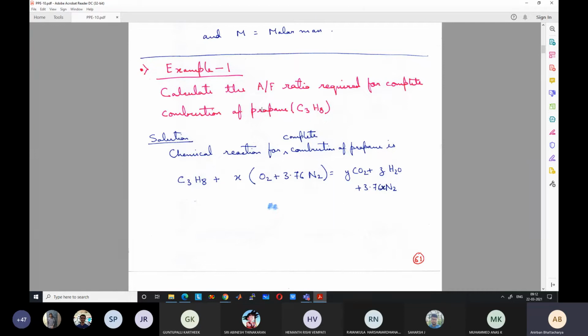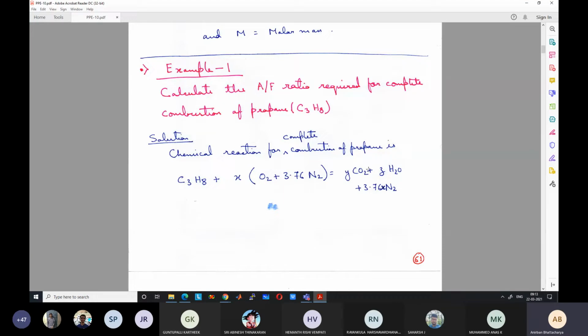So again, we can just write the equation for the reaction. Propane is C3H8. Say we need X moles of O2 for 1 mole of propane, so X of O2 plus X into 3.76 of N2, because for 1 mole of O2, as we discussed, 3.76 moles of N2 has to be there. This leads to Y moles of CO2. After complete combustion of hydrocarbons, the products are CO2 and H2O.